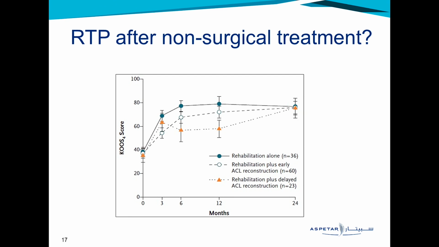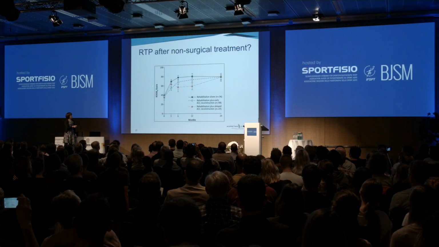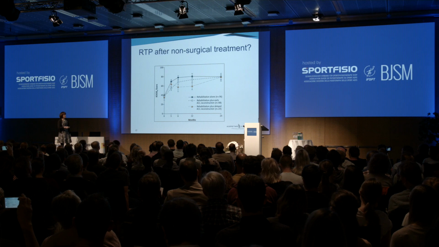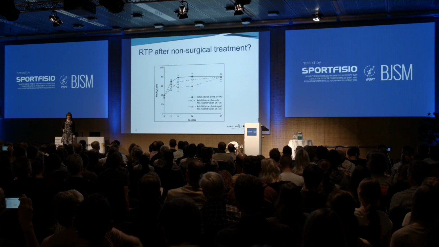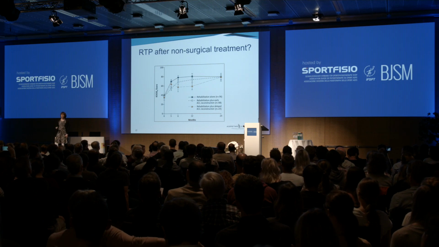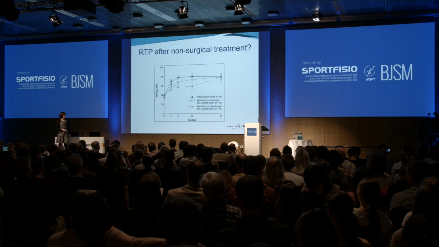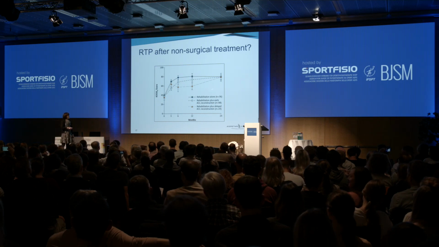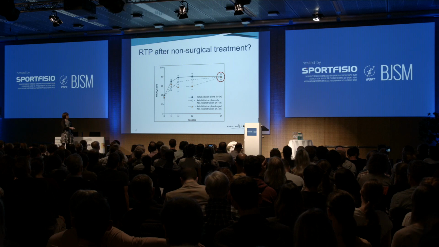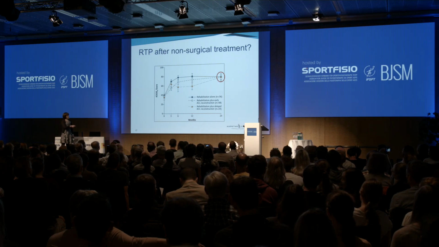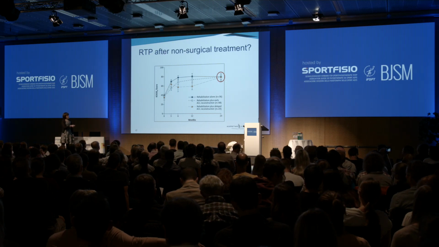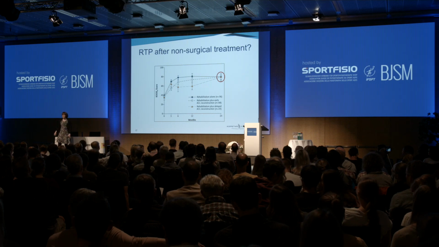Sorry, let's go back. So what this graph shows is the primary outcome for this study. The primary outcome they were interested in was self-reported knee function, measured with the KOOS. The KOOS is a typical ACL measure, and it's also used in osteoarthritis. The key thing to take from this is here. At 2 years, everybody rated their knee function exactly the same.